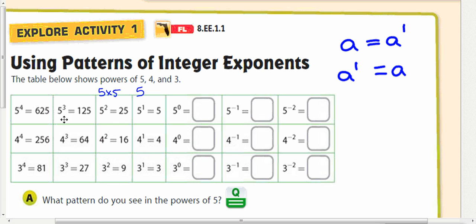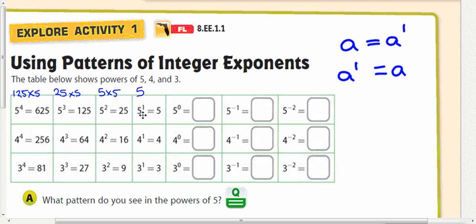Well, yes. 5 to the second is 25. 5 to the third is just a third 5. So if I take 25 and I multiply by 5, I do get 125 if you check that in your calculator. So can I follow that same pattern from 5 to the third to 5 to the fourth? Yes. 5 to the third is 125. If I multiply by 5 again, I do get 625.